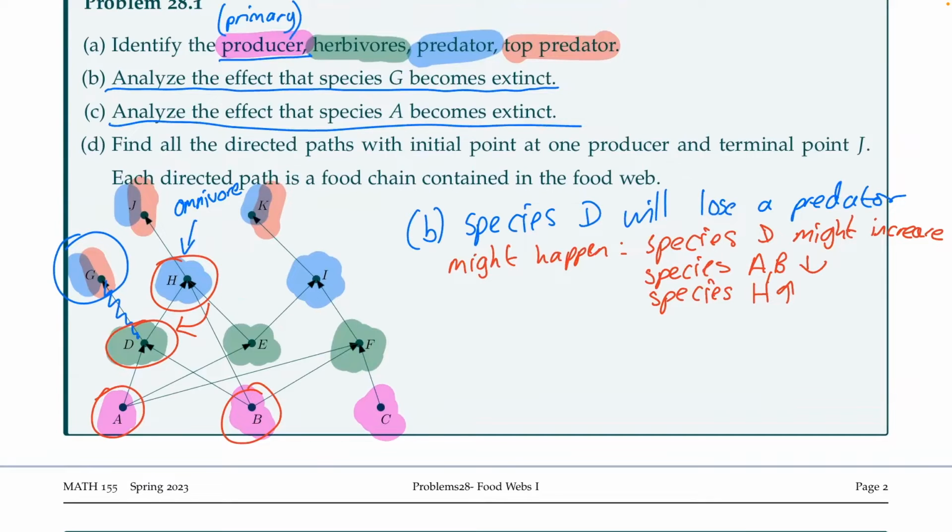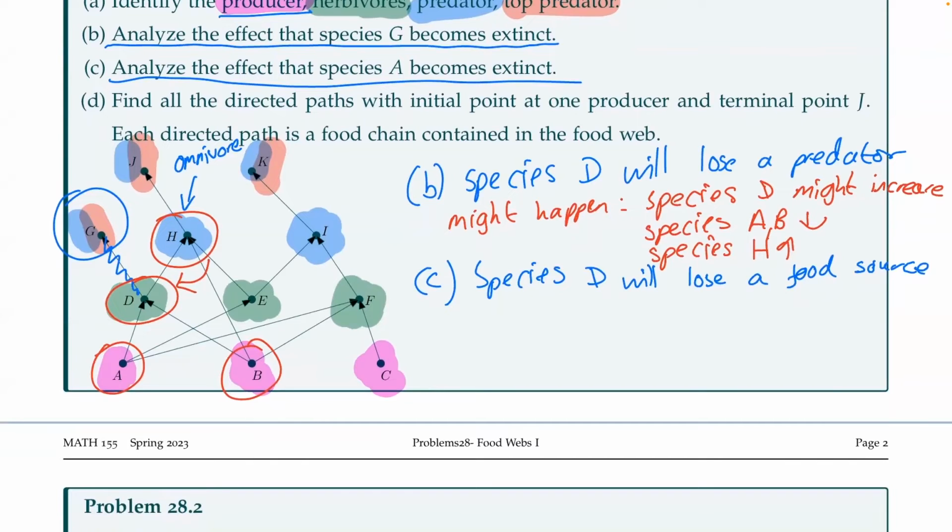Likewise, part C, so analyze the effect that species A becomes extinct. Okay, so species A becomes extinct. What things can we say will happen? So species D will lose a food source. Things that might happen, we can say, well, maybe that means that species D will go down because it has lost a food source.